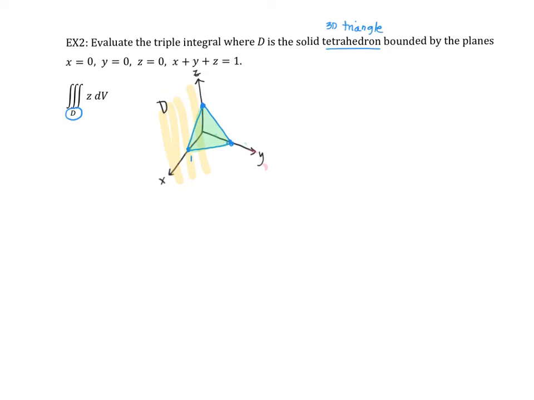So what are my limits of integration? Well, it's a little bit difficult when you're in 3D space. So what I'm going to first do is look at the XY plane and go back to what I did with double integrals, and I'm going to look at this region R just in the XY plane.